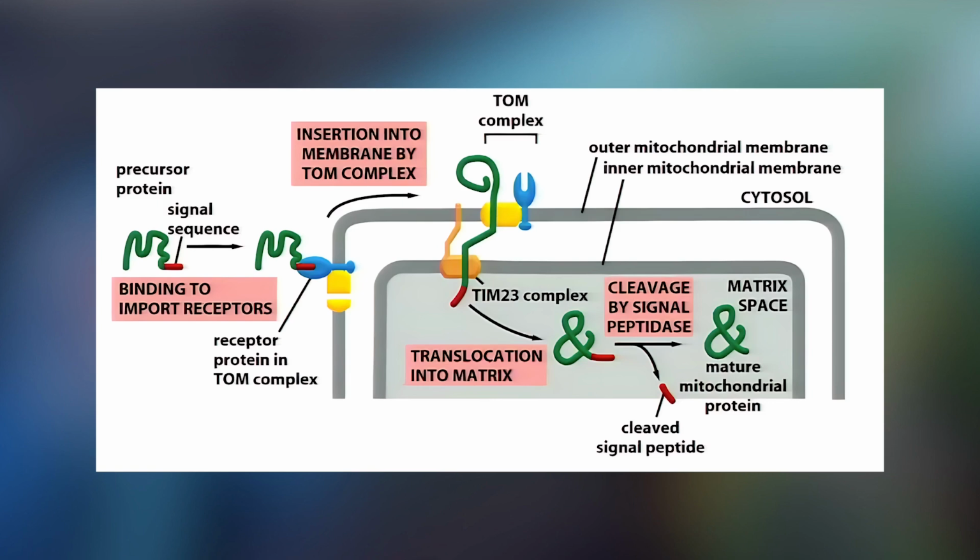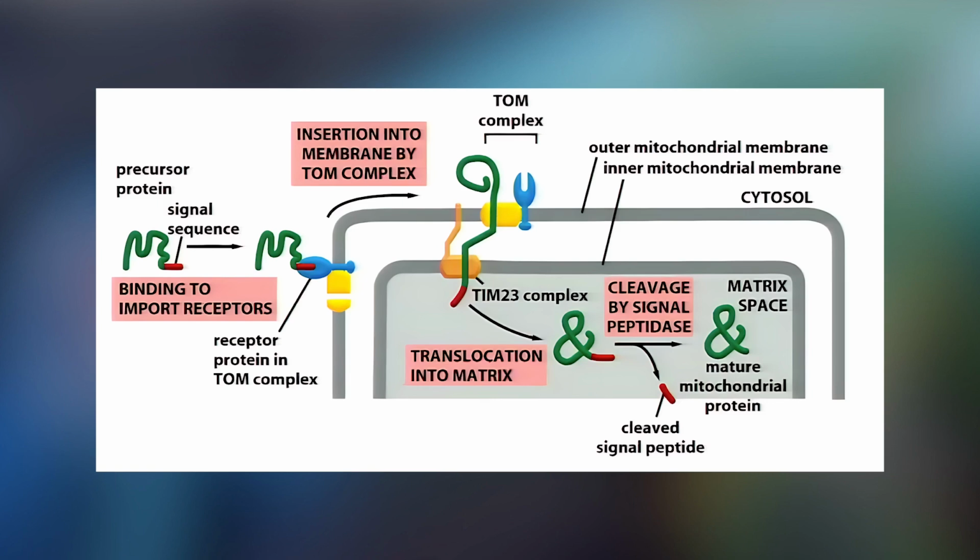And then it's pulled through both the TIM and ultimately the TOM complex by the chaperone proteins inside the matrix. It's pulled all the way through, signal sequence is cleaved, and then it finally is able to fold up. So you basically sort of snake it through, and it's pulled through two different complexes, your TOM and the TIM, through the outer and then through the inner membrane.